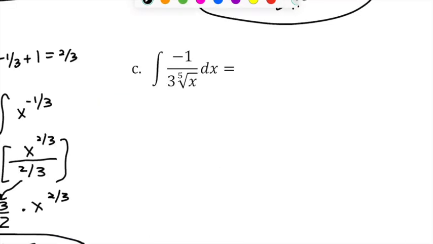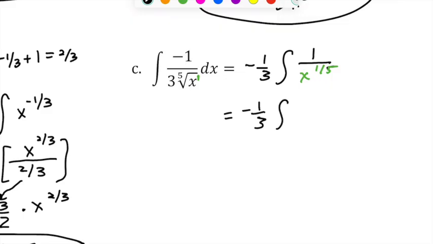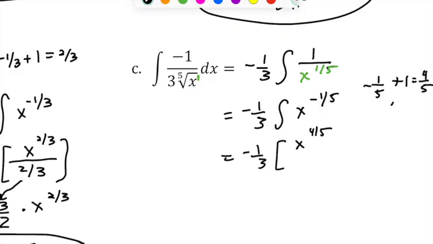Next example, pull out your negative 1/3 outside. And this is going to be x to the 1/5 as a denominator. And if I rewrite it as a negative exponent, that's going to be x to the negative 1/5. So now we can use our power rule. So we're going to add 1 to negative 1/5, which should give us 4/5, and divide by that same 4/5.